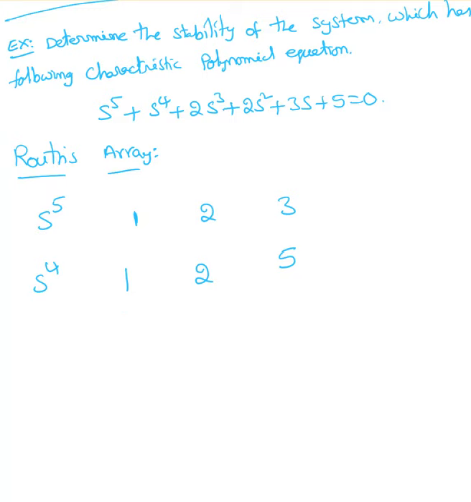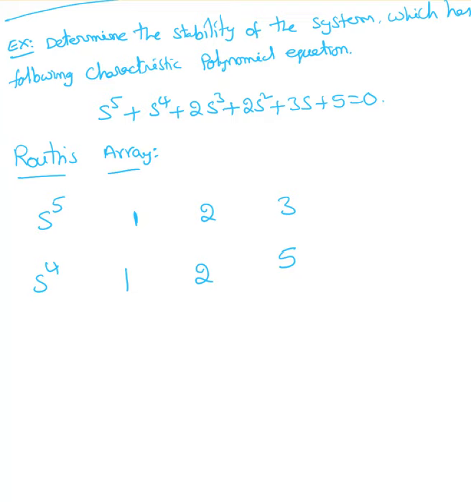Here is the next example. In this example, we're finding the stability of the system by using the Routh-Hurwitz criterion, or Routh-Hurwitz method. Here is the characteristic polynomial: s to the power of 5 plus s to the power of 4 plus 2s cubed plus 2s squared plus 3s plus 5 equals 0.